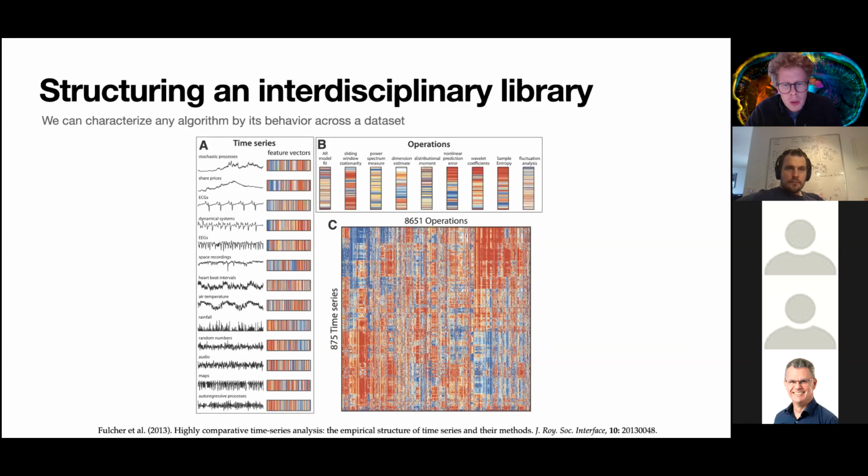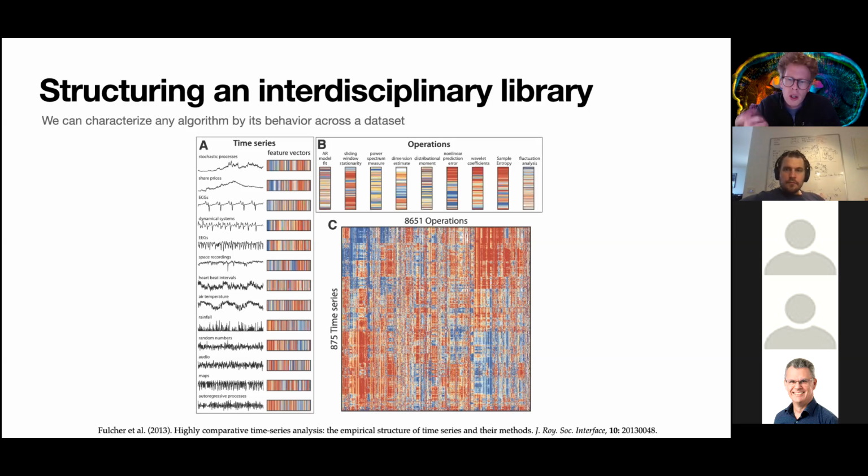So what we did was we put every row in this matrix to represent a time series. And you can see the wide variety of types of data that we looked at there in figure A. And then we also took all these different statistics that you can take from a time series and arranged them as columns in the matrix, such that every element of the matrix is, I applied algorithm Y to time series X. So applying every algorithm to every time series gives me a full matrix.